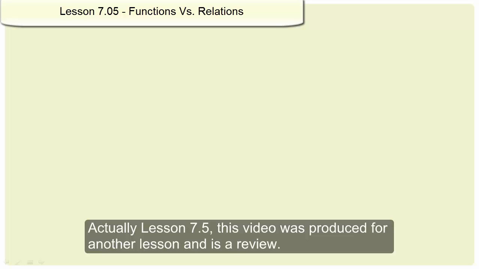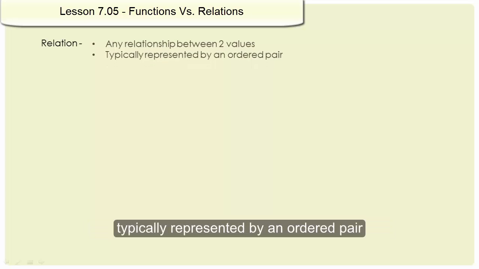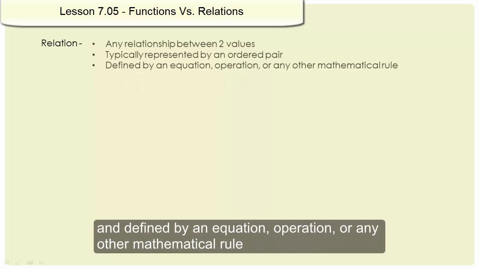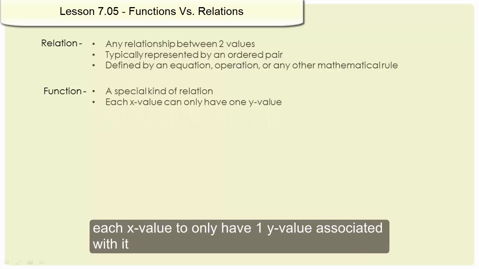Lesson 3.1, Relations and Functions. A relation is any relationship between two values, typically represented by an ordered pair, and defined by an equation, operation, or any other mathematical rule. A function is a special kind of relation. Each x value can only have one y value associated with it.